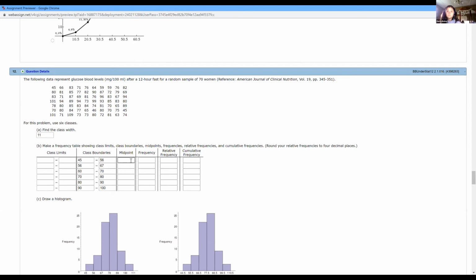Now, midpoint. I haven't talked about the midpoint, but its name kind of gives you an idea of what it is. What's the midpoint of 45 to 56? 45 and a half? Well, half. If you want the midpoint of two numbers, it's another way of saying halfway between them. So don't you just add them and divide by 2? So that would be the midpoint of this one.